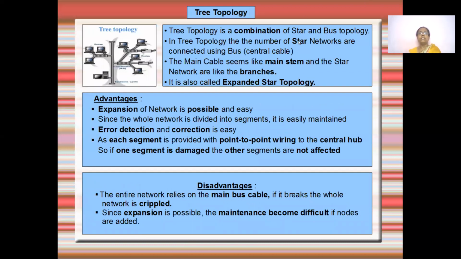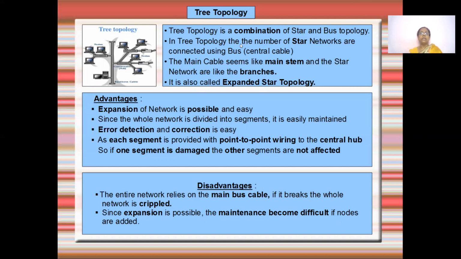Tree topology is a combination of both bus and star topology. Can you see this? The straight line is the bus topology. It's a single cable or the backbone, and it is connected with a group of computers which is arranged like stars. So it is just expanding. It's an expanded type of topology. So you use both bus and star topology in this.